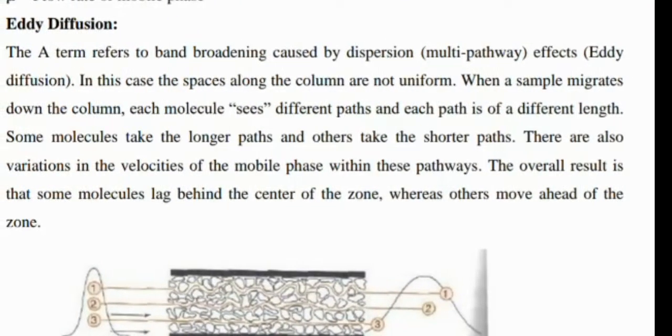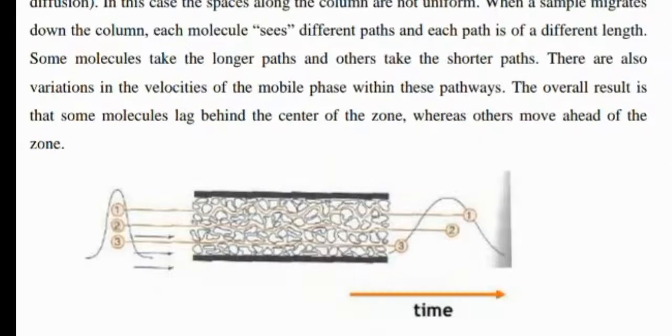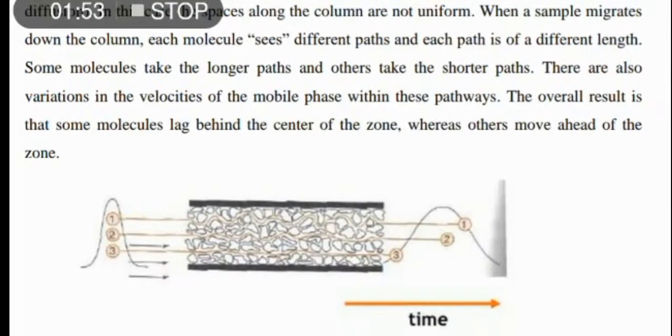The eddy diffusion, the A term, refers to the band broadening caused by the dispersion effect. In this case, the spaces along the column are not uniform. When a sample migrates down the column, each molecule sees a different path, and each path is of a different length. Some molecules take a longer path and other ones take a shorter path. There are also variations in the velocities of the mobile phase. This one is a picture.